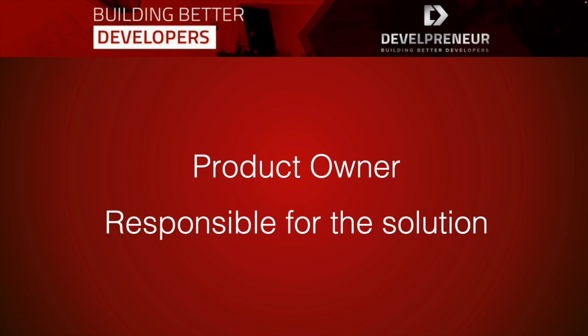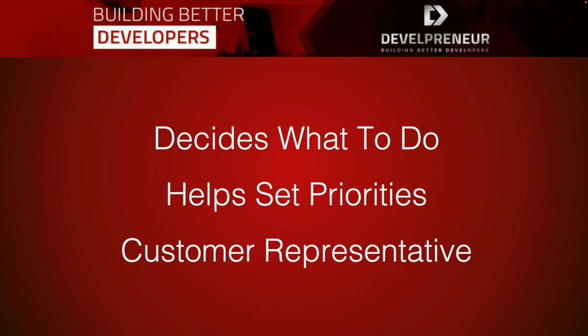Let's start with the product owner. The product owner is responsible for the solution. This is your representative of the final customer. This is the person that is going to make decisions that are going to help you basically build the solution that works for whatever those customers are. And there's a couple ways they do that. They are going to decide what to do. This is a matter of, do we put this feature in or not? Do we enhance it in this way? How do we move forward with this application that we have sitting where we're at?